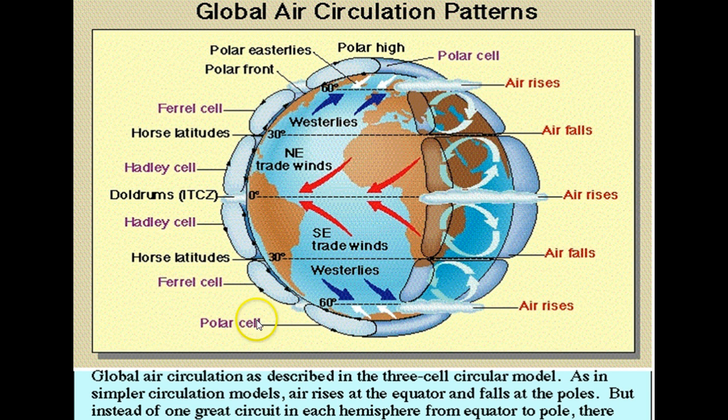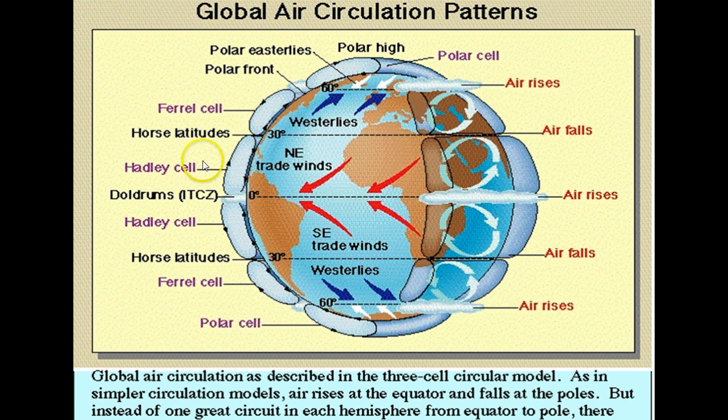This has a bunch of stuff in it: polar cell, Ferrel cell, horse latitudes. We're not going to really worry about that. We're going to worry about things like the westerlies and the trade winds, etc. So let's write those down in your notes and get a description of each. First are the southeast trade winds. Those are right here. The southeast trade winds occur just south of the equator, so you're writing this down, and move east to west.